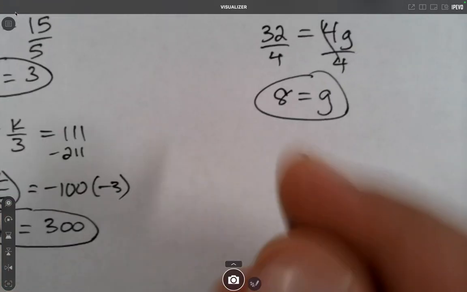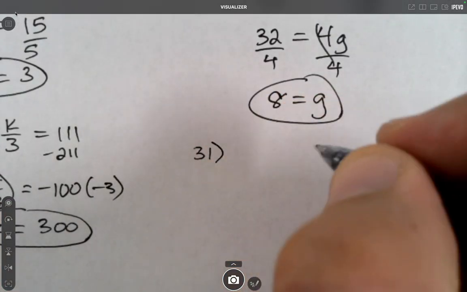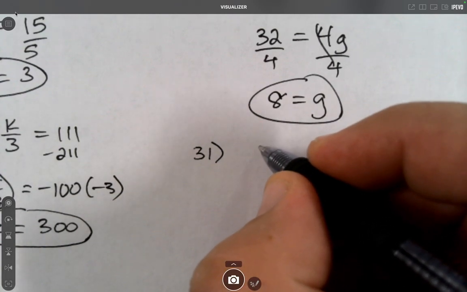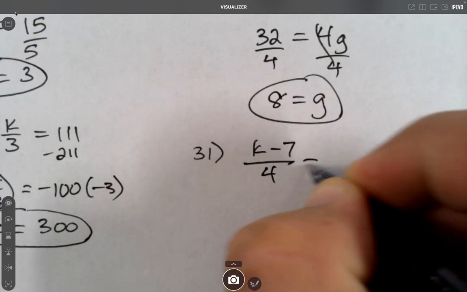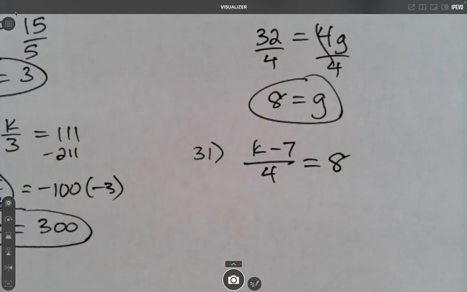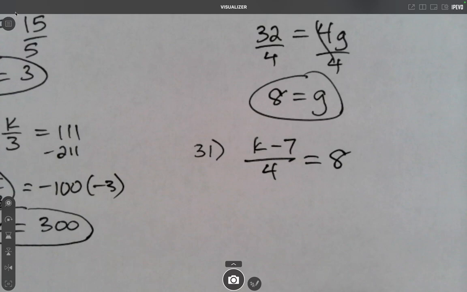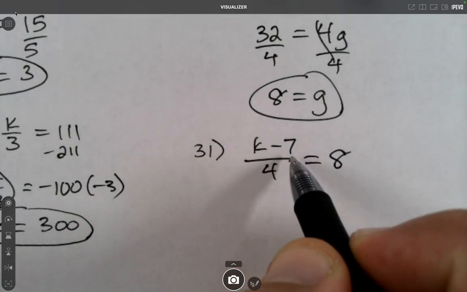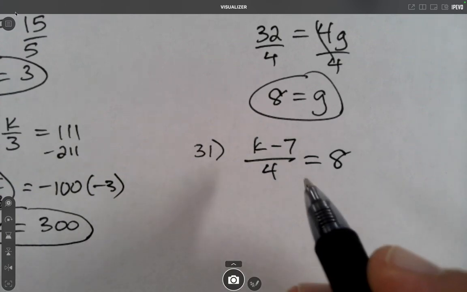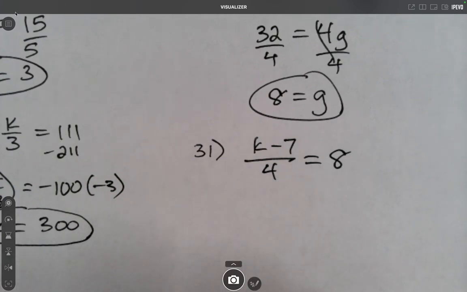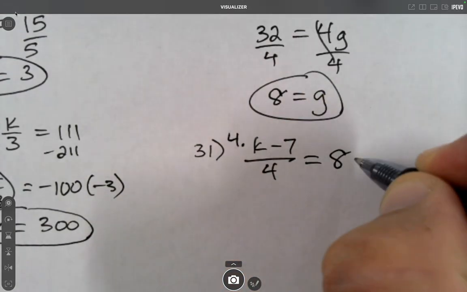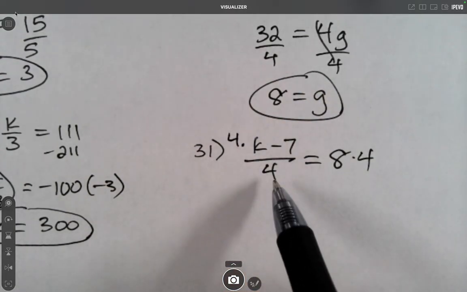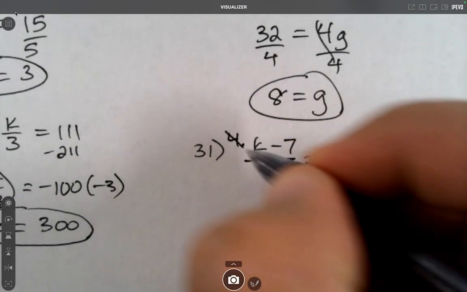Okay, I'm going to make up a different one for 31. Let's see, I'll do this. Because this was the third kind we saw. This is one where the whole side is a fraction. The entire side is being divided. When that's the case, your first step is not to add or subtract. Your first step is to multiply so you can get rid of that denominator. So we want to multiply by whatever we have in the denominator, because that is what will cancel it out.